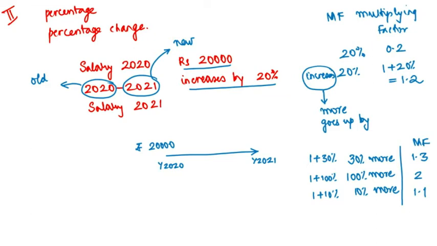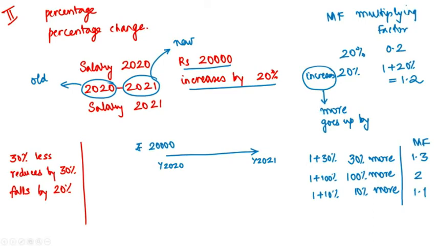Pratik, it becomes 2, sweetheart. 1 plus 100%, therefore it becomes 2. Similarly, now I am asking you what is the multiplying factor? 30% less, reduces by 30%. What is the multiplying factor? Falls by 20%. What is the multiplying factor?